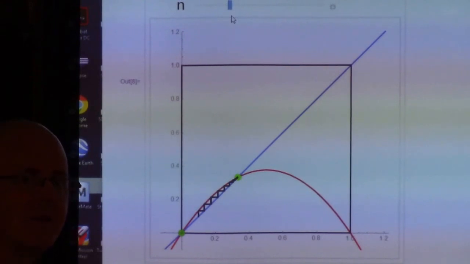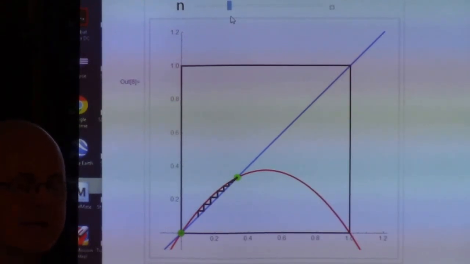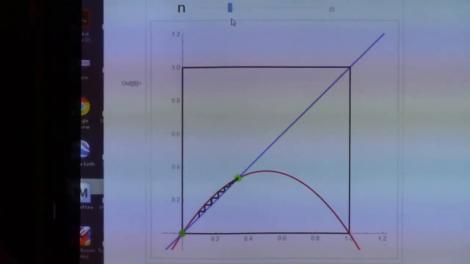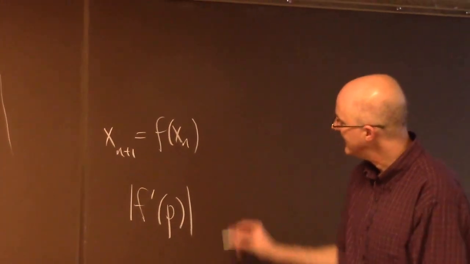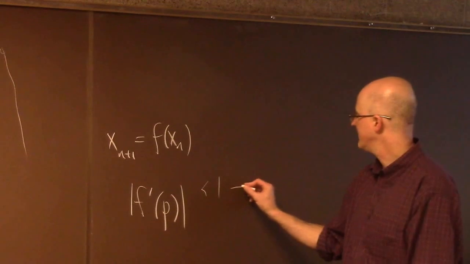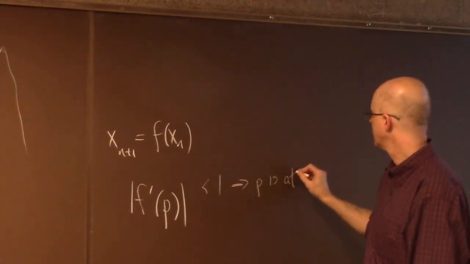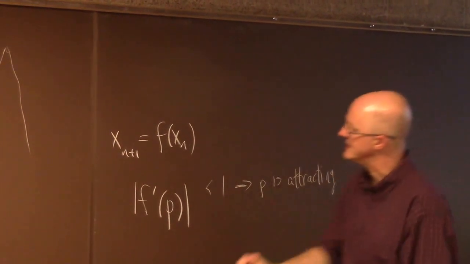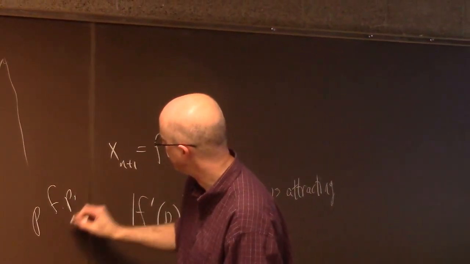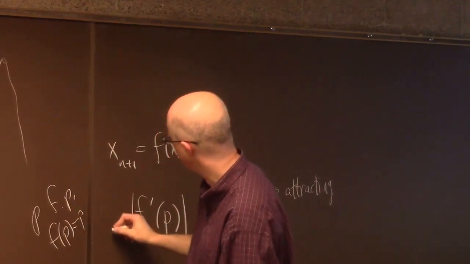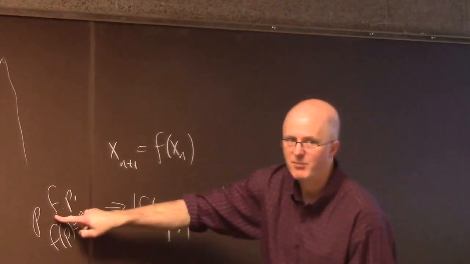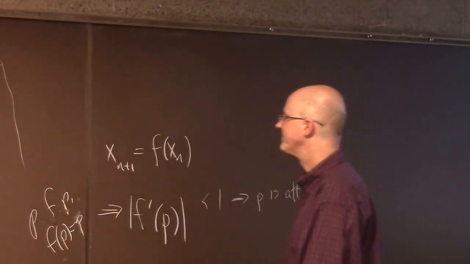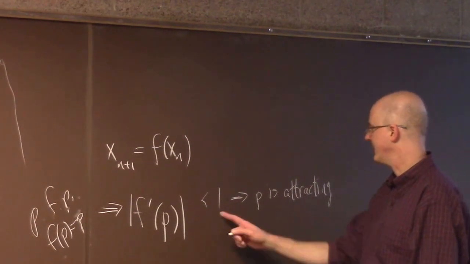And there's a real easy way to prove that the origin, x equals zero, is repelling and this other one is attracting. The key condition is to look at the absolute value of the derivative at the fixed point. If that is less than one, then P, the fixed point, is attracting. P is a fixed point, P is f of P, f of P is P. Here, what I'm writing there. P is a fixed point is what that means. f of P equals P. Look at the absolute value of the derivative at P. If it's less than 1, P is going to be attracting.